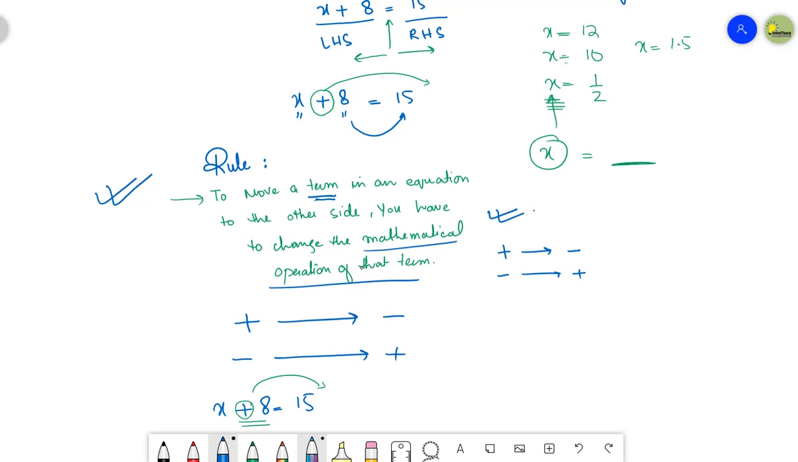If you want to shift any term to the other side of the equation, you have to change its operation. If it is a plus, then you have to make it minus. And if it has a minus sign, then you have to change its sign to plus.